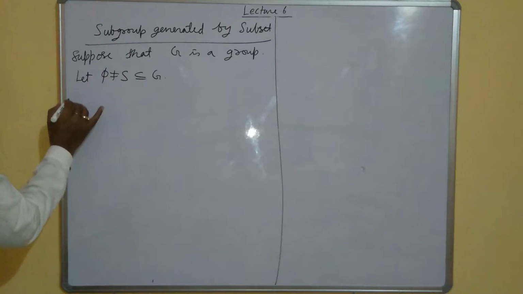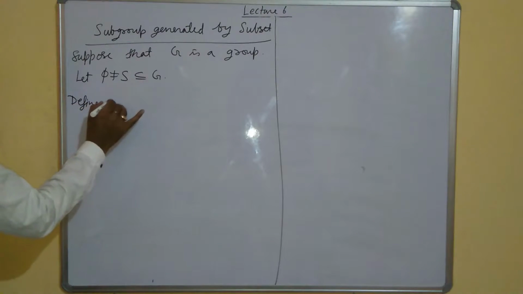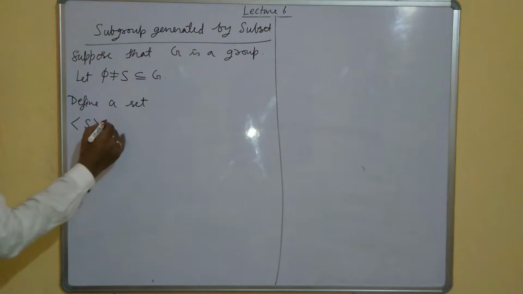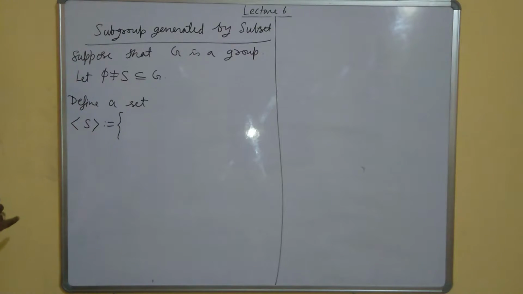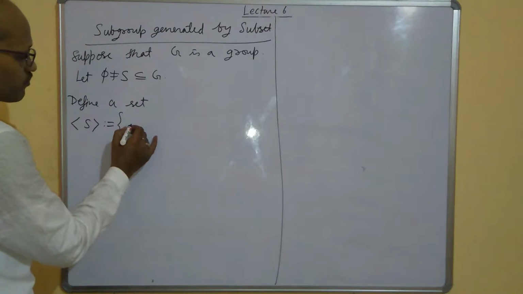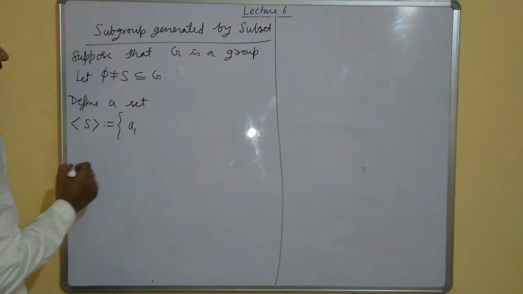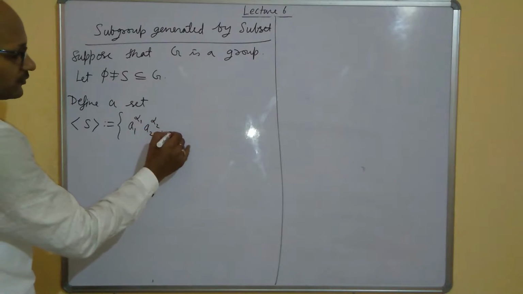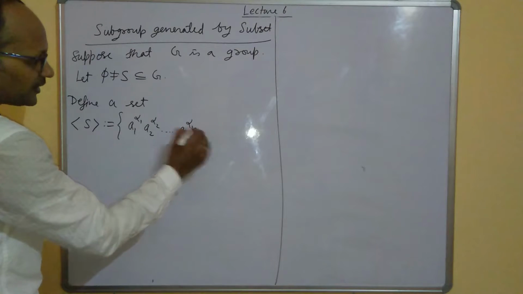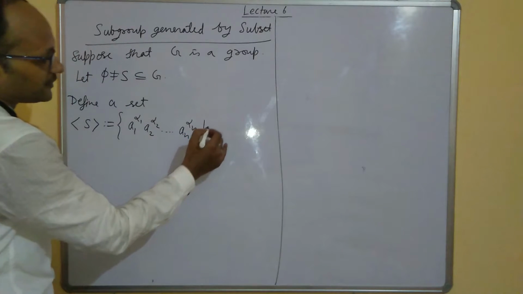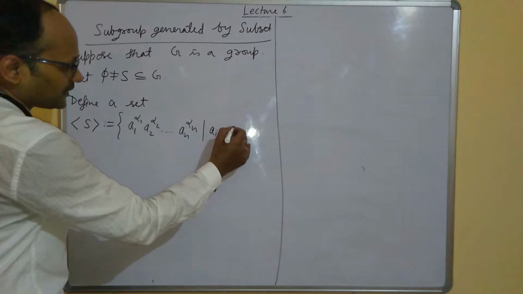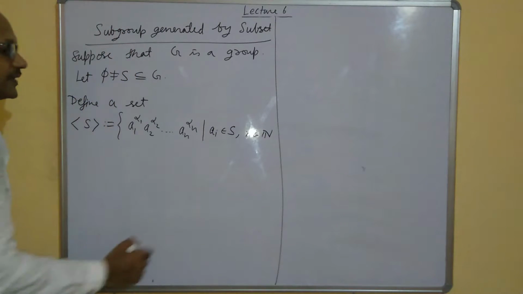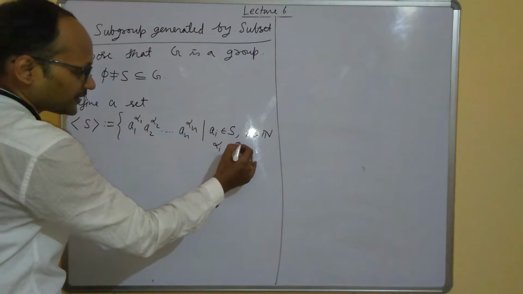Okay. Then define a set. Let us denote this set as angle bracket S. We are defining this set to be the elements of the form a1^alpha1, a2^alpha2, up to an^alpha n, such that ai belongs to S, n is some natural number, and alpha i is an integer.